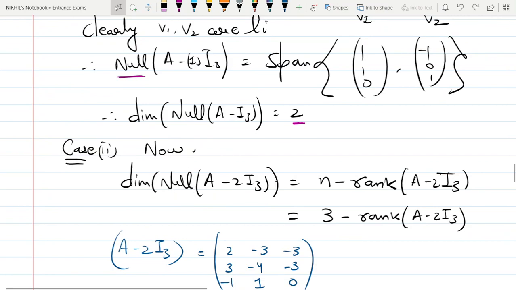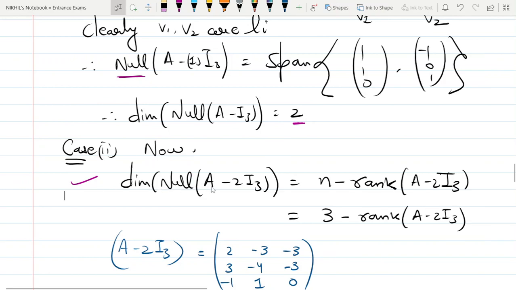Dimension of the null space is the same as n minus rank of this. Rank is simply the dimension of the range space of A minus 2 I3. If I had written range space, then I would have to take the dimensions, but since I am writing rank, it is understood that rank is the dimension of the range space. Why are they equal? Because of the rank nullity theorem.